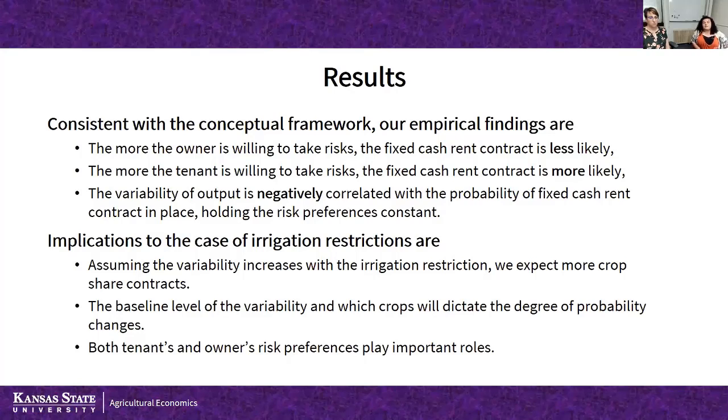Implications: when you take into account the case of irrigation and these water restrictions, we're assuming that the variability increases with the irrigation restriction. We expect more crop share contracts as we go forward. As you have more variability in yield, you'll have more variability in profit, and so you expect more of those crop shares to help mitigate some of that risk. The baseline level of variability in which crops will dictate the degree of probability changes. So it's just some of the things to think about in the future.